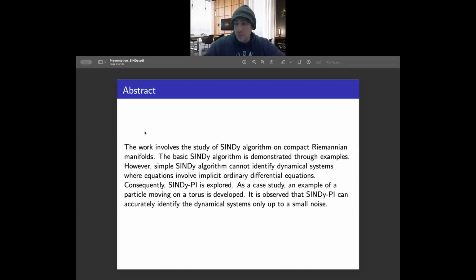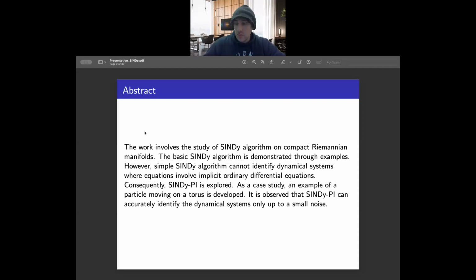What we have done is explore this SINDy algorithm, where SINDy stands for sparse identification of nonlinear dynamics, these nonlinear dynamical equations. We were trying to see whether we can extend this to compact Riemannian manifolds. There is not just one SINDy: there is what we call the simple SINDy, and then SINDy-PI, which is the extension of the simple SINDy. In the beginning, we worked on some of the examples from the SINDy paper, which is the basic paper, and we reconstructed those examples.